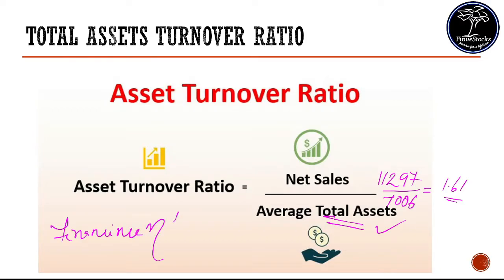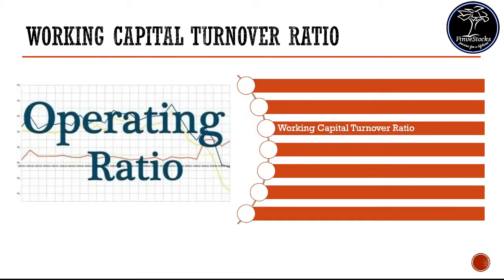It shows the ability to generate sales from its assets. It shows how efficiently assets are being used and churned to generate sales. The higher the asset turnover ratio, the better the usage. The next operating ratio is working capital turnover ratio.